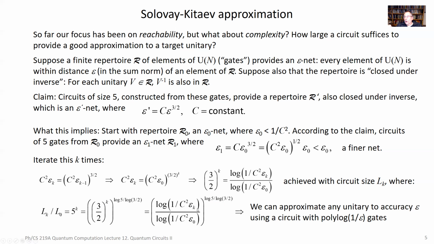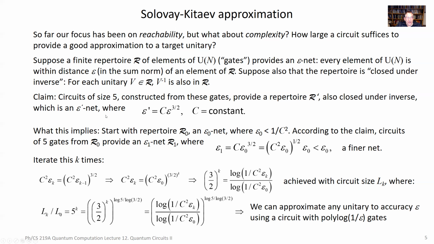So what does it mean? It means that if I want to achieve some accuracy epsilon in my approximation, building circuits out of the original repertoire, the circuit size that I need is increasing only polylogarithmically with 1 over epsilon, where epsilon is the error. Just some power of a logarithm of 1 over epsilon is the cost in circuit size for getting that approximation. What made that work is that the approximation gets doubly exponentially better as we increase k, the level of the recursion, whereas the circuit size is increasing only exponentially.